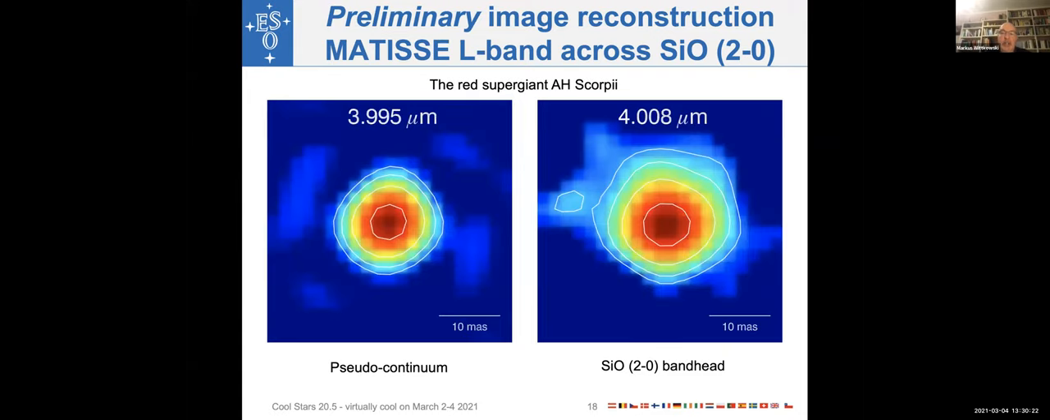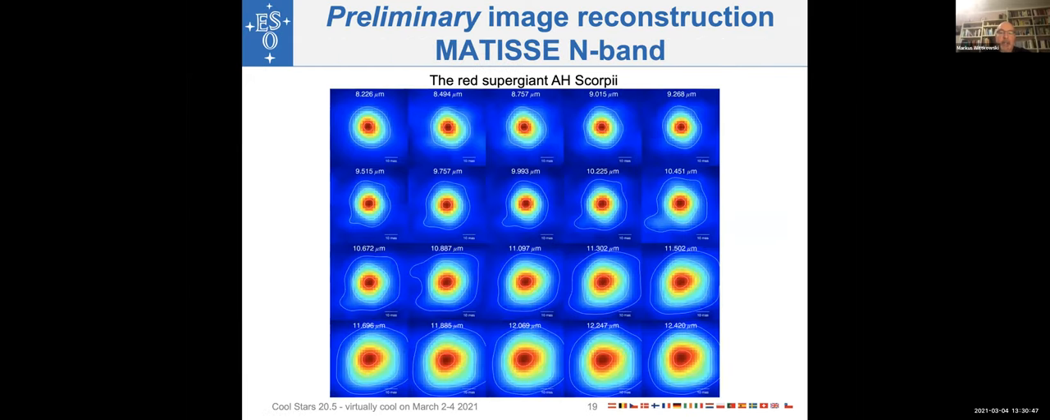We see it more clearly if we compare this pseudo continuum and the SiO band head, which is a factor of 1.5 or 2 larger, and might also be a bit more extended to the north and to the south. And I believe that in this pseudo continuum at 3.9, we also do not see the stellar surface, but already see extended layers of water. And in the N band, we also see a more extended dust shell towards 12 microns. It's preliminary, we still have to characterize it and compare it to models. But we see this evolution of size with wavelength, from 8 microns, where we see closer to the star, to 12 microns, where we look at the silicate dust.